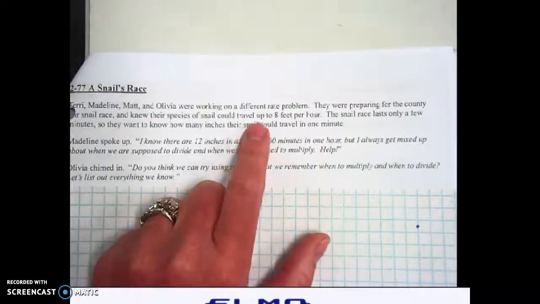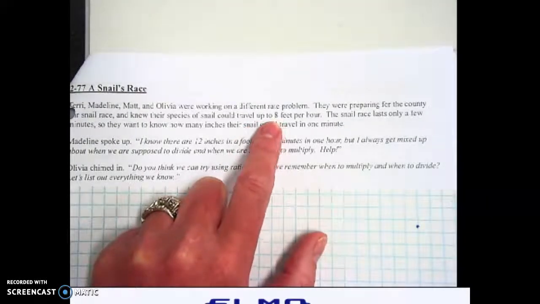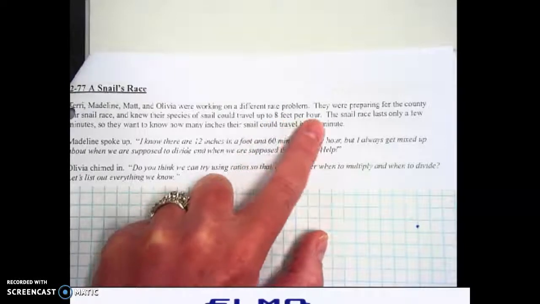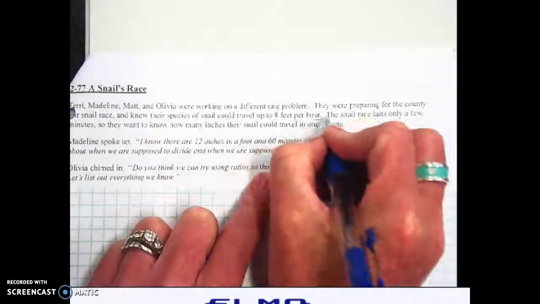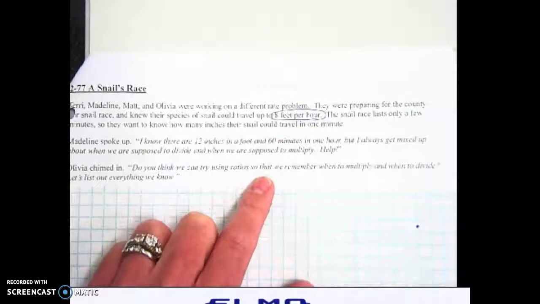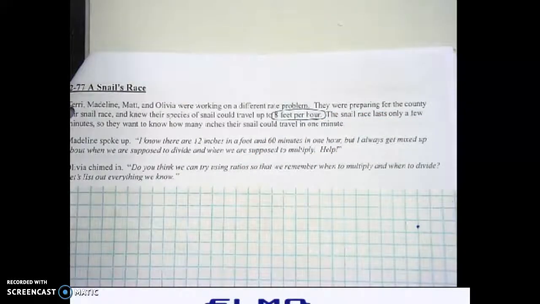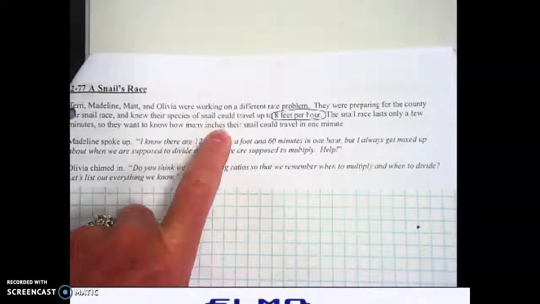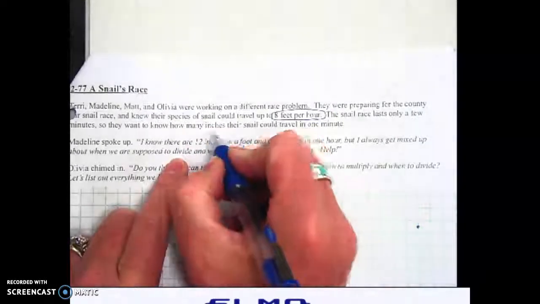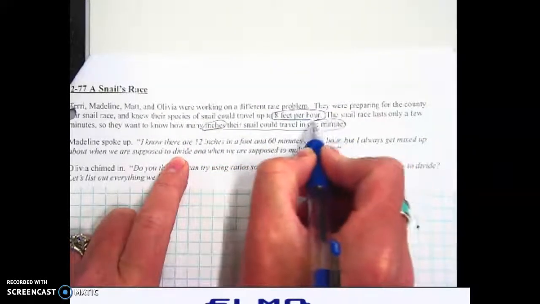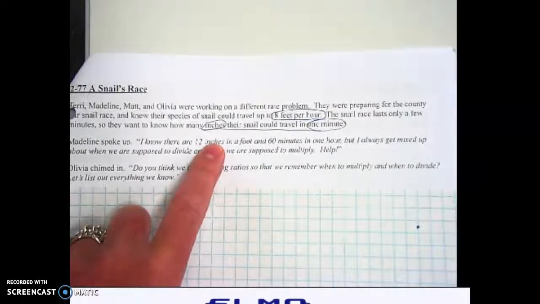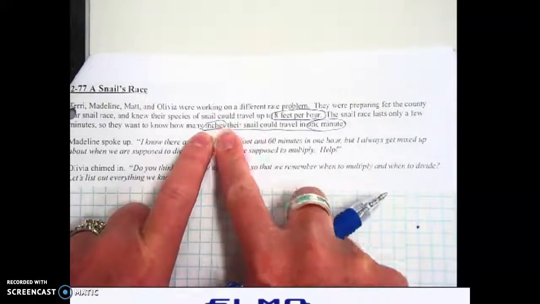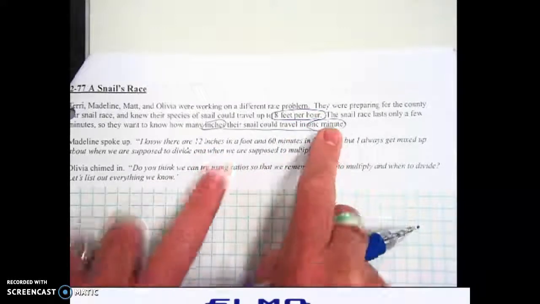Okay, so what do they know the snail could do? 8 feet per hour. So circle it or highlight it. 8 feet per hour. That's what we're starting with, right? Okay. And they ultimately want to know, and they're always going to give you a goal to get to, how many inches their snail can travel in 1 minute. Okay. So we're starting with feet. We need to get to inches. We're starting with an hour. We need to get to minutes.